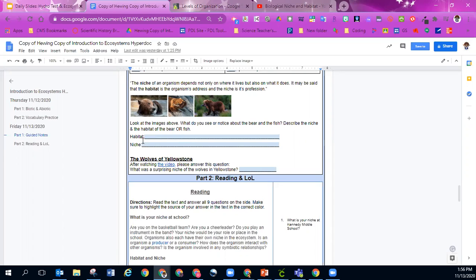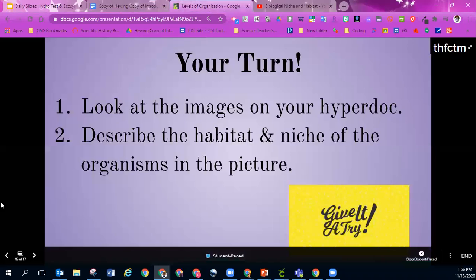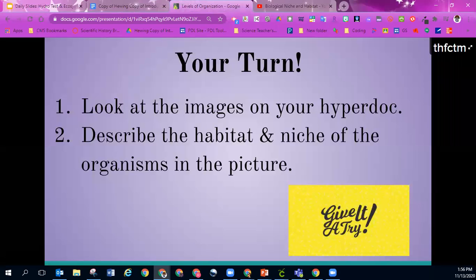But go ahead and describe the habitat and the niche of either the bear or the fish. It's up to you which one you want to do. I'm going to set a 4-minute timer so you have time to get your thoughts together and on the paper, and we will move on at the end of our 4 minutes.